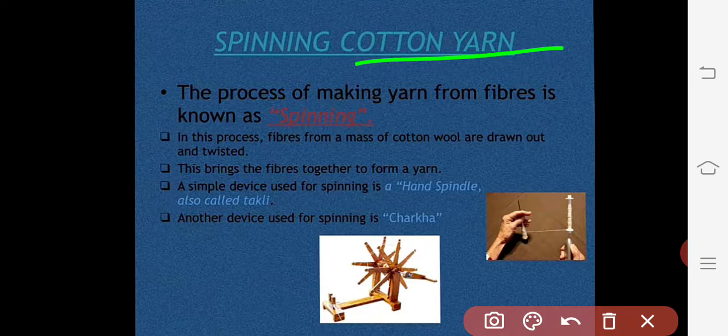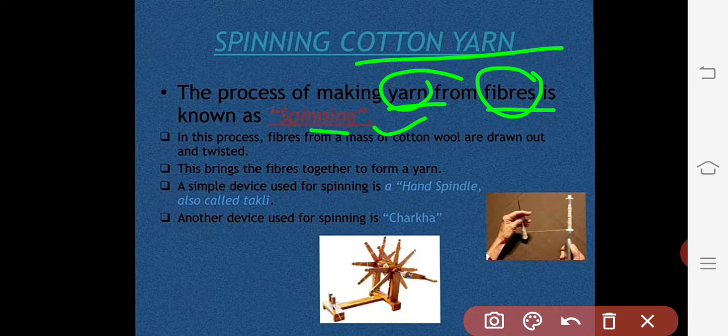We already learned that. What is spinning? Spinning means the process of making yarn from the fibers. When we convert these fibers into yarn, that process is known as spinning. In this process, fibers from the mass of cotton wool are drawn out and twisted. Drawn out and twisted means whatever cotton balls you have there, you take them out and twist them, and then we make the fibers from that. So this twisting is one process in that. Then this brings the fibers together to form a yarn.